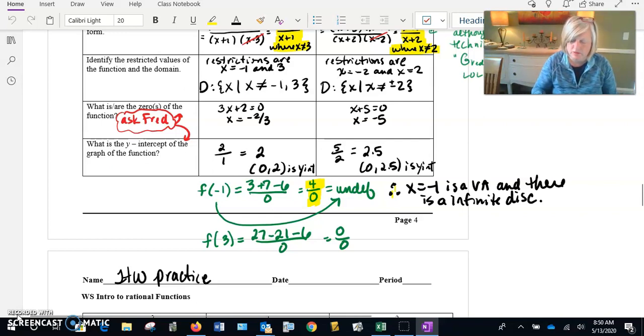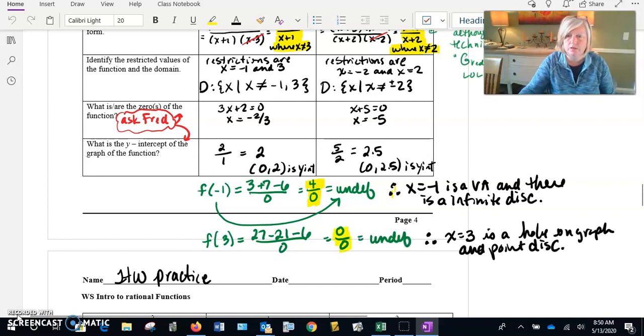So x equal to 3 is a hole on the graph, and it's a point discontinuity. So if I ask you for the type of discontinuity, we would say point discontinuity. If I ask you for what's on the graph, you would say hole. So just make sure you answer the question that I ask.